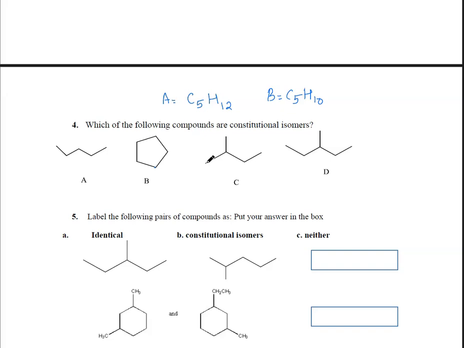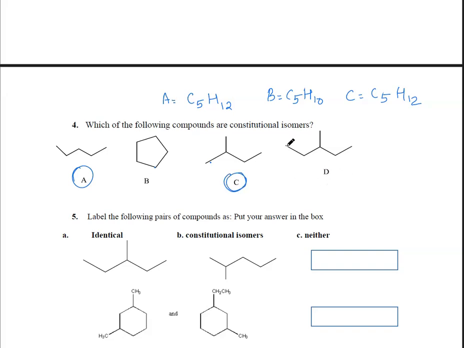What about C? 1, 2, 3, 4, 5. C has 5 carbon atoms, and then let's count the total number of hydrogens. 3 here, another 3 here, 6, 1 here, 7, 2 here, 9, and 3 here, 12. So this one is also H12. So it looks like A and C can be isomers, but let's finish up with D.